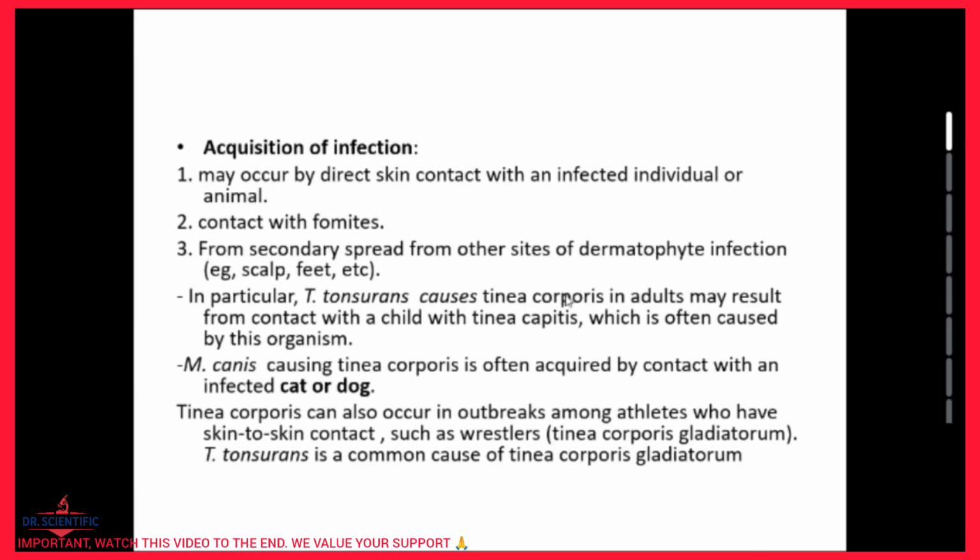Then when you talk about acquisition or infection, how do we get the infection? We get it maybe through direct skin contact with an infected individual or animals, contact with fomites. Fomites we did indicate what they are, objects. It can be from secondary spread from other sites of dermatophyte infection, e.g., the scalp, the feet.